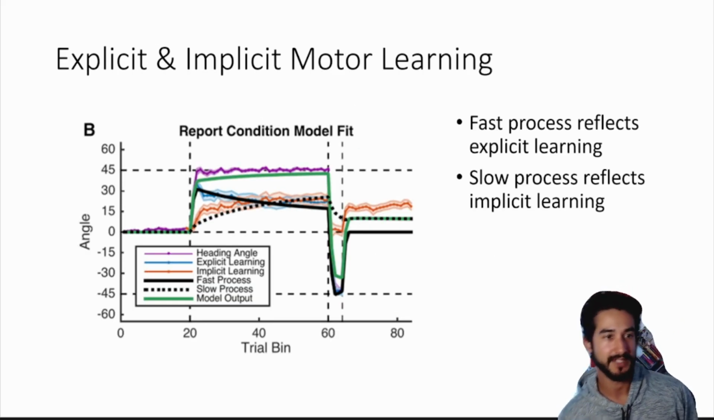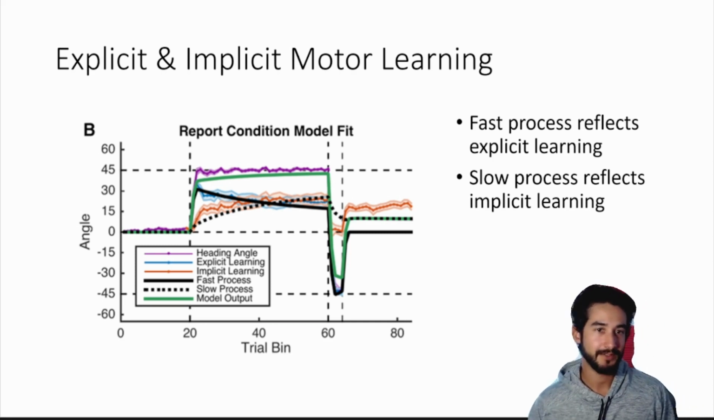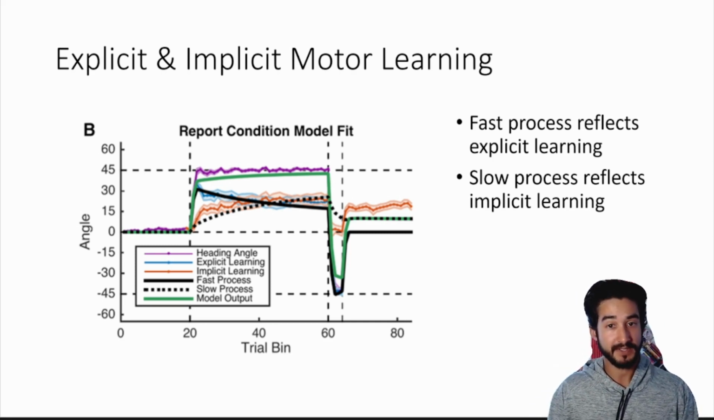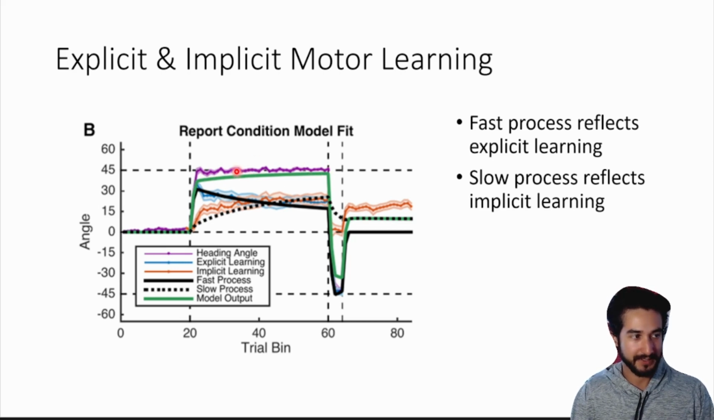And so they used that 2-state gain model, the multi-rate learning model from Smith et al. And it did a good job of fitting both the explicit and implicit components of learning during the first adaptation. So here we have in purple the heading angle. That's the raw data. And then the model output for the total output is this green line here. So it does a pretty good job of capturing that.